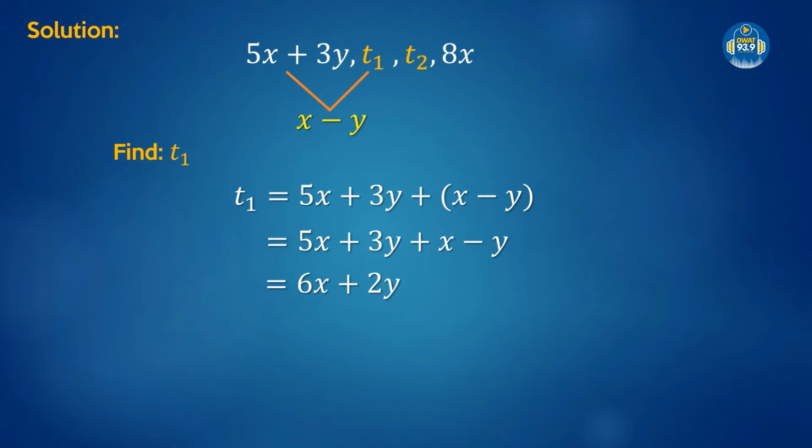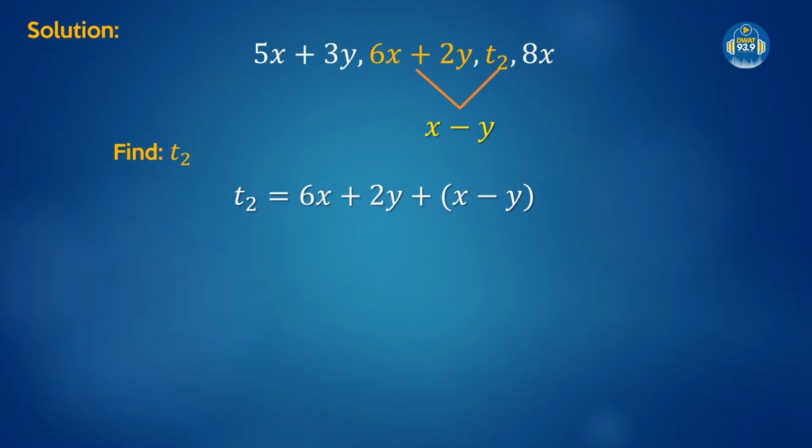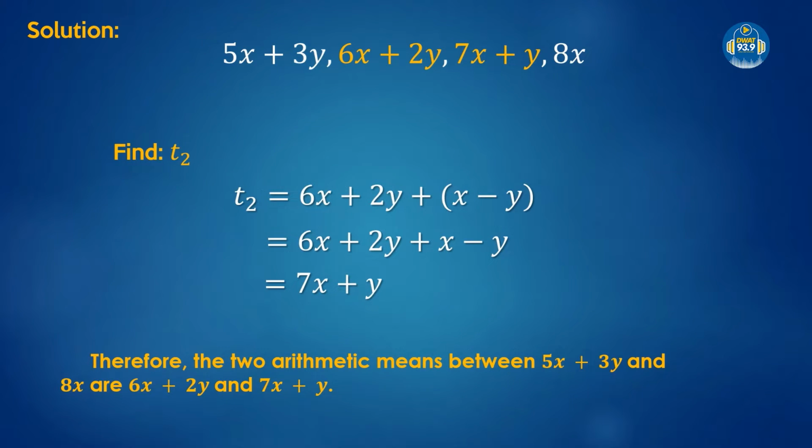Now, let us solve for t sub 2. T sub 2 equals 6x plus 2y plus x minus y. Therefore, t sub 2 equals 7x plus y. Therefore, the two arithmetic means between 5x plus 3y and 8x are 6x plus 2y and 7x plus y.